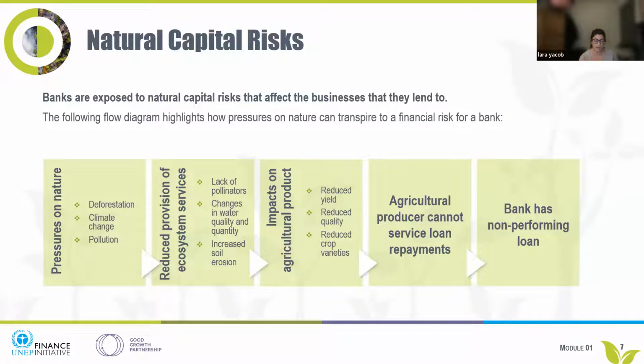If a farm in an area of high deforestation suffers from increased soil erosion, flooding, and nutrient runoff after, let's say, a massive rainfall event, it can lead to reduced yield for the agricultural producer. This reduced yield means reduced profit for the farmer, which can lead to difficulties with servicing loan repayments. And what happens is that a bank can experience non-performing loans in the end. Next slide, please.